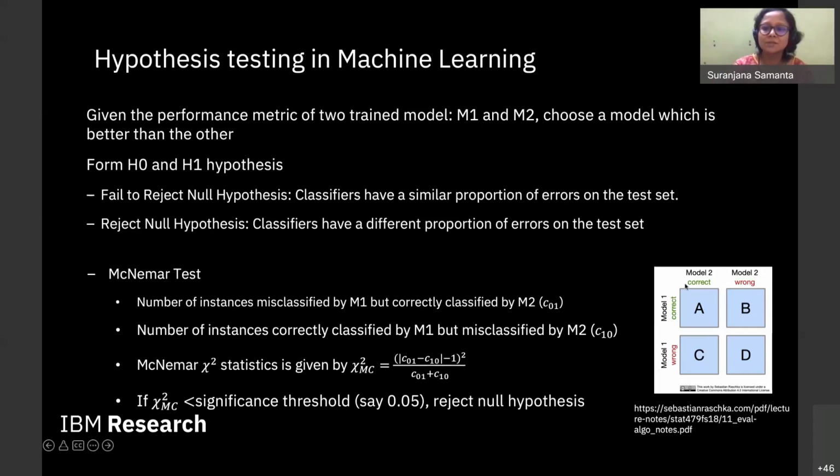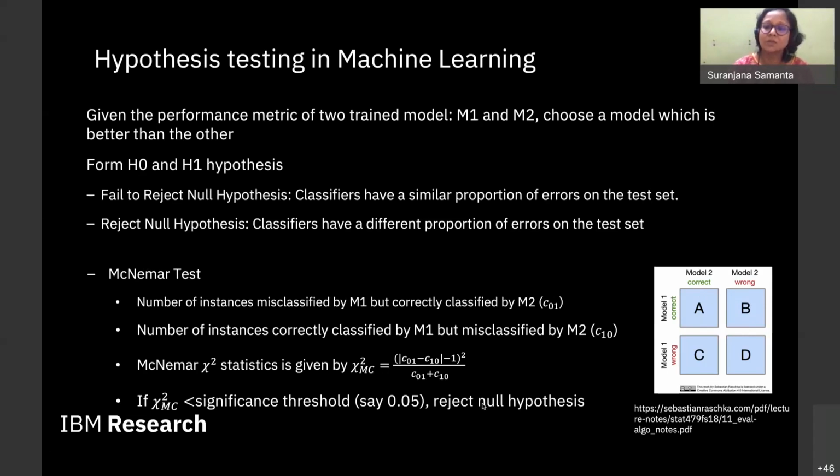So how do we do that? This is basically a contingency matrix, which is to be calculated in this way. You can see these are the number of instances where model 1 and model 2 are both correct, and these are the other cases here. Then in McNemar's test, we find the chi-square and calculate this particular equation here. If it is below our threshold, then we reject the null hypothesis. That is the whole idea of McNemar's test.